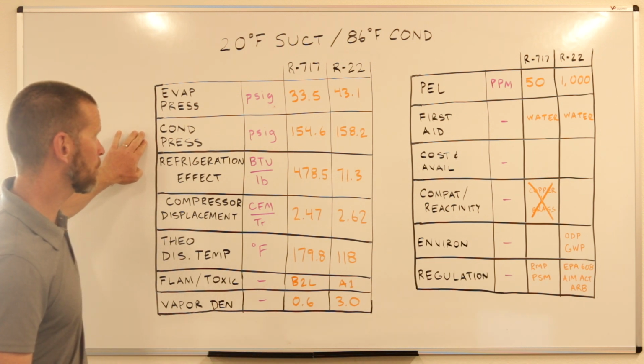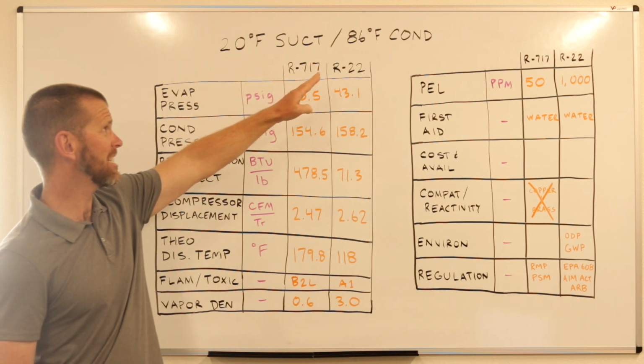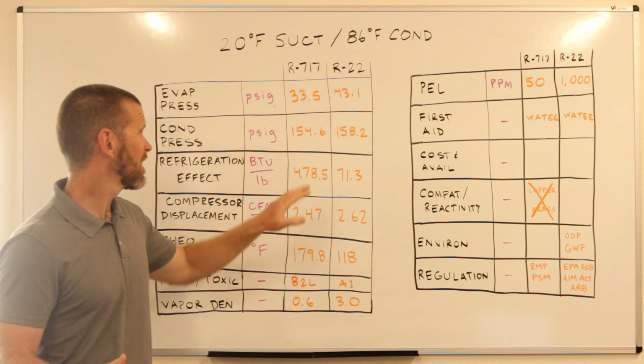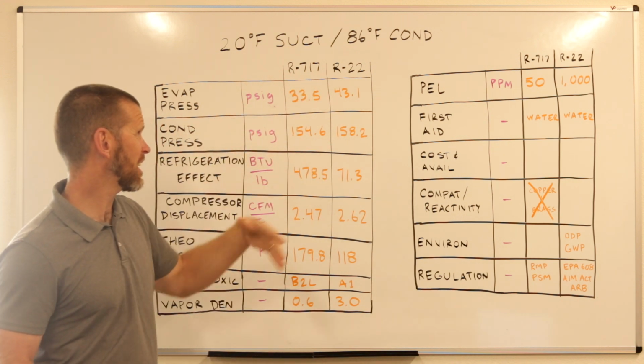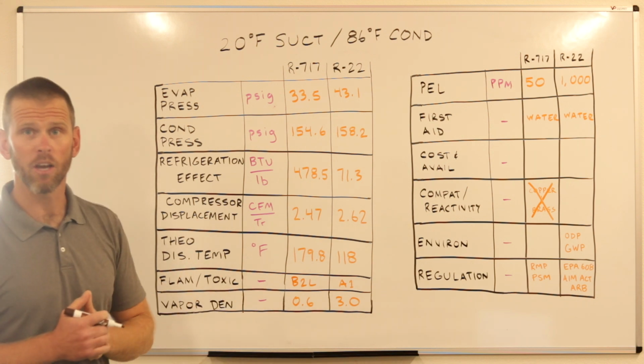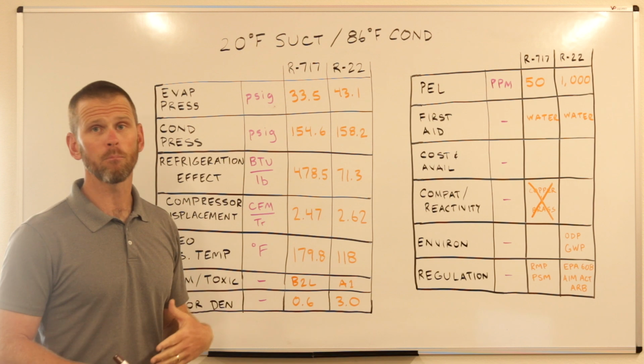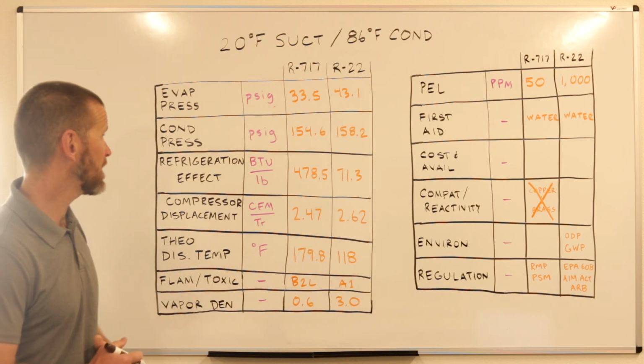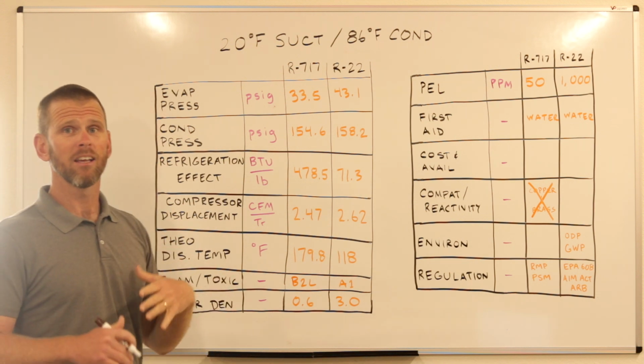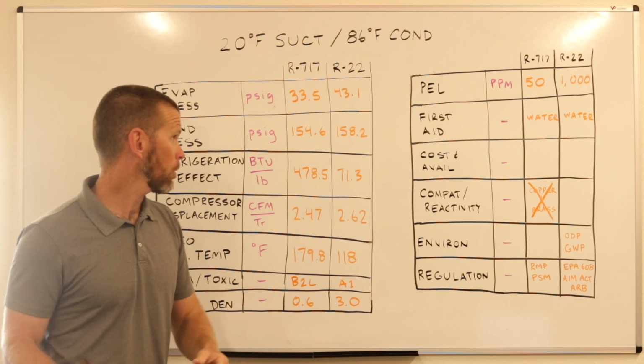Similarly, looking at condensing pressure, based on an 86 Fahrenheit temperature does not result in any significant difference. We're within 5 psi of each other at 154.6 for ammonia and 158.2 psig for R22. So looking just at pressures, these two refrigerants are very similar.